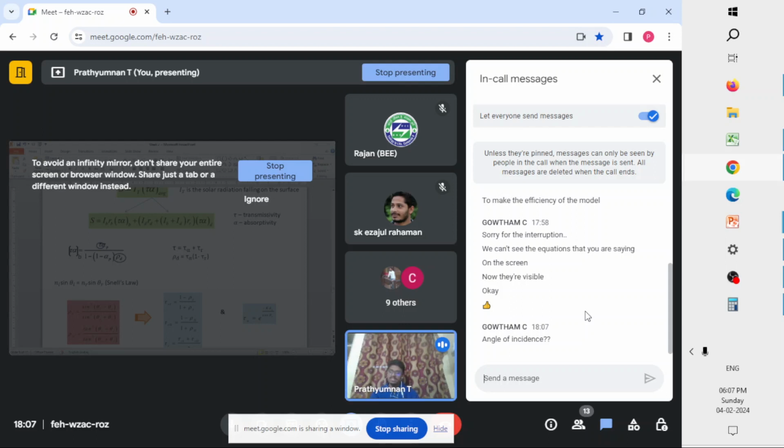Angle of incidence is just the angle that the light makes with the surface normal. You take the normal to the surface, and the angle between the normal and the incoming light, if you take this as a horizontal surface, will be the angle of incidence. My question is, why does light refract when it goes from one medium to the other?